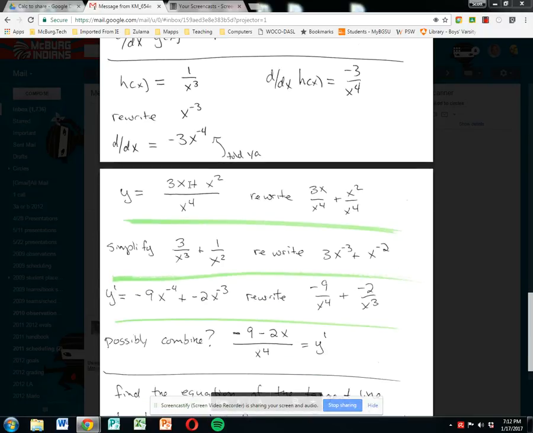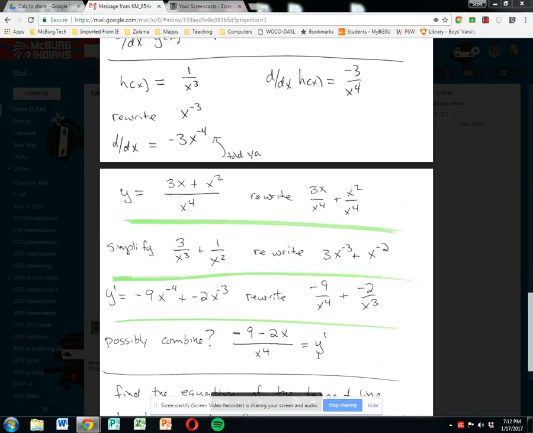Let's go down and look at another monomial divisor. We've got 3x plus x squared over x to the 4th. We can again split it, and again simplify it. We can rewrite it with the negative exponents in the numerators here, and then we can do the power rule. Negative 3 times 3 is negative 9. Drop this by 1, you get negative 4. Negative 2 times 1 is negative 2. Drop that, you get negative 3. Rewrite: negative 9 over x to the 4th plus negative 2 over x cubed.